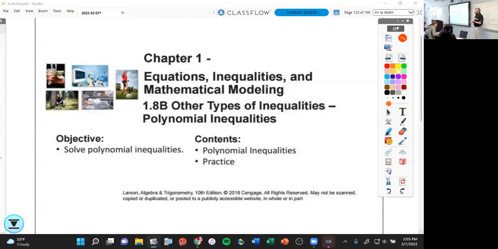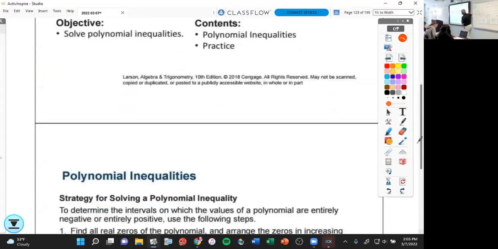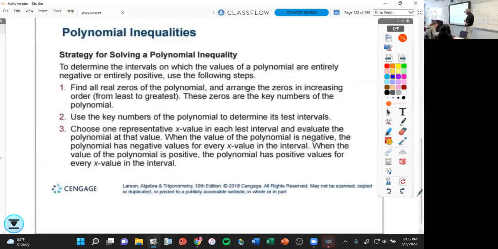I want to find solutions to my polynomials. Those create my key points. The key points break up the number line. Let's go through this real quick. To determine the intervals in which a polynomial is entirely negative or positive, use these steps.